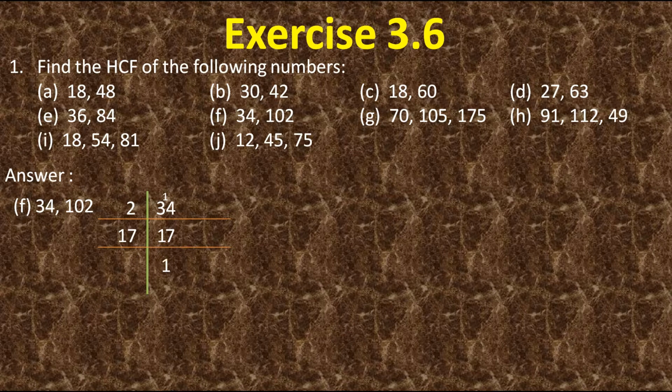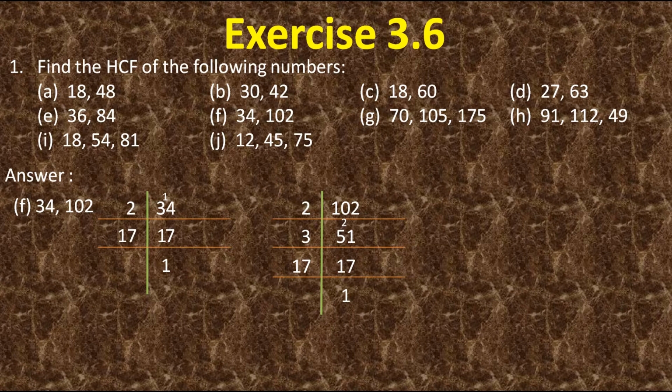Okay. Now we will move to the next, that is 102. As it is an even number, so 2 5s are 10, 2 1s are 2. Now we can divide 51 by 3. So 3 1s are 3. We will get 2 as remainder that we will put in front of 1. Therefore it became 21. And we know that 3 7s are 21. And 17 is a prime number. So 17 1s are 17.